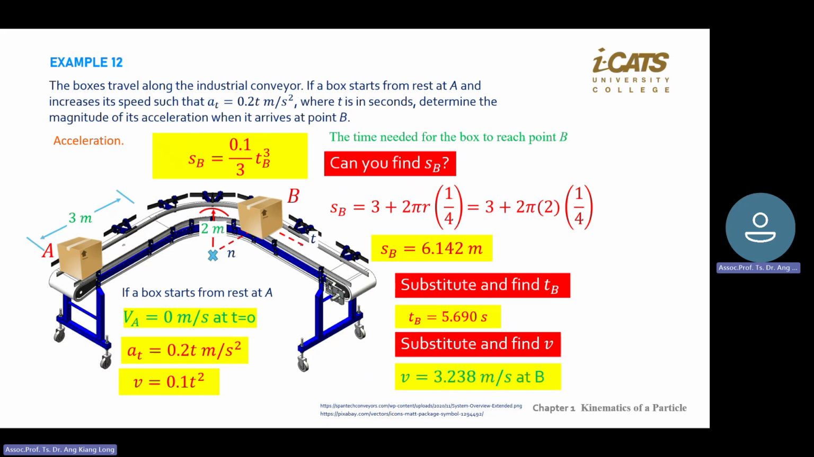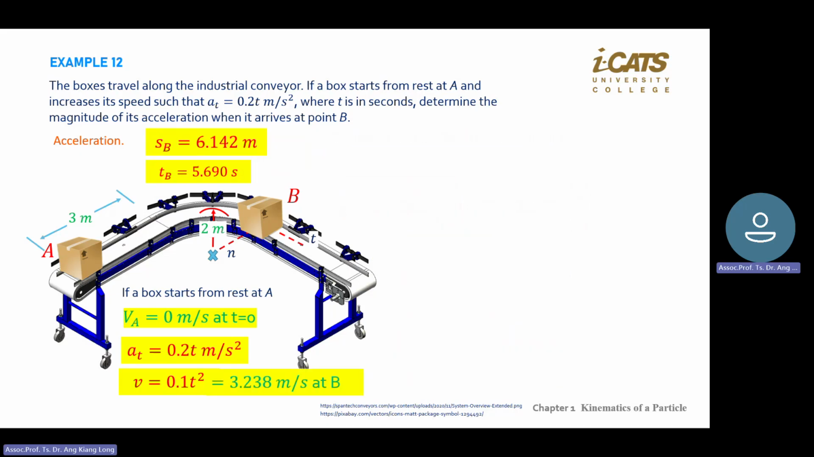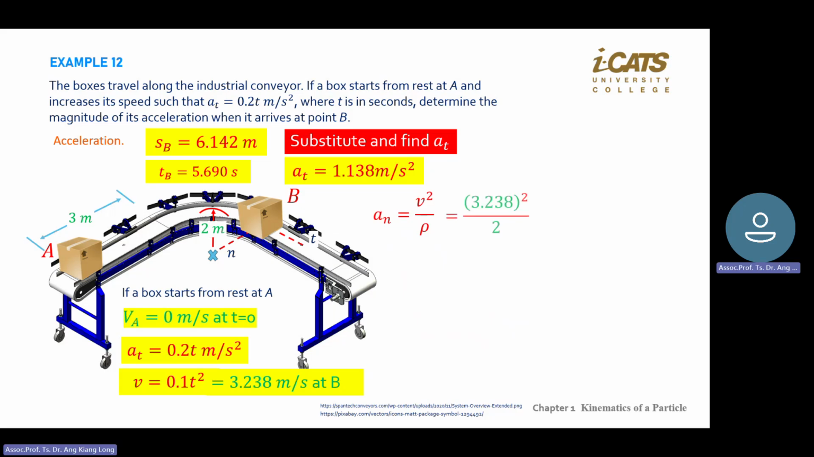Once you have the time, you can find AT. The rest is substitution. Once you find AT, you can calculate AN equal to V squared over rho. Quite standard, this one. Rho is given, rho is 2 meters. V you already found. You can find AN. After you find AT and AN, remember to find the magnitude, which is the square root of the sum of squares of your values.